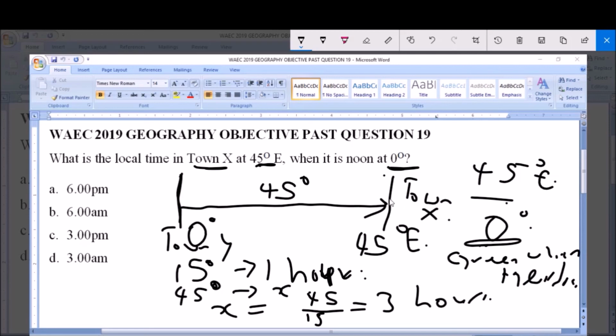So to estimate the time at town X, we'll say noon. Since it's noon, it is 12 p.m. exactly, plus 3 hours, and that is 3 p.m. So 3 p.m. is the time at town X, and 3 p.m. is option C, which is the right answer.